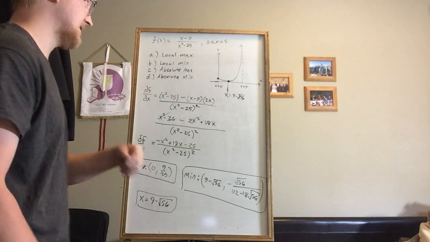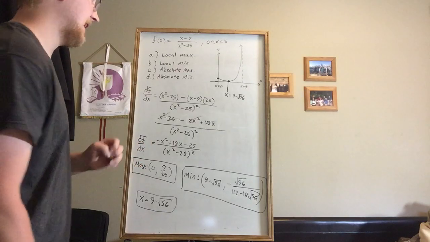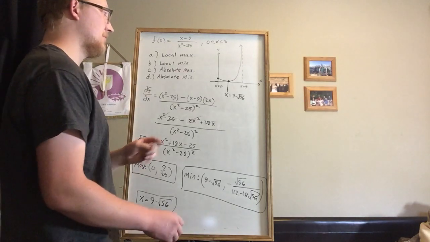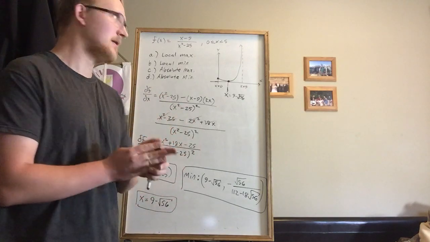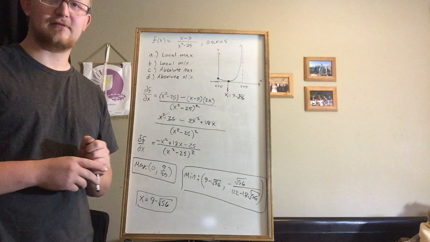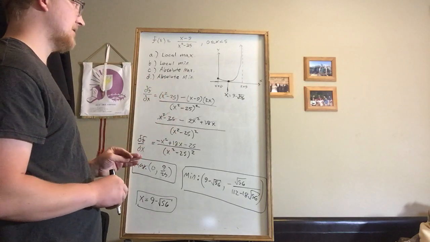The last two questions: is there an absolute maximum? And the answer is no, because you'll notice that there's no standalone point that is higher than everything else on this graph. And so we don't have an absolute maxima.